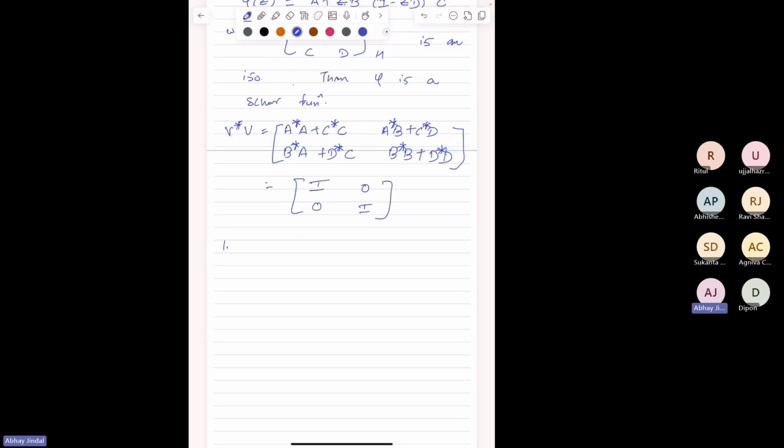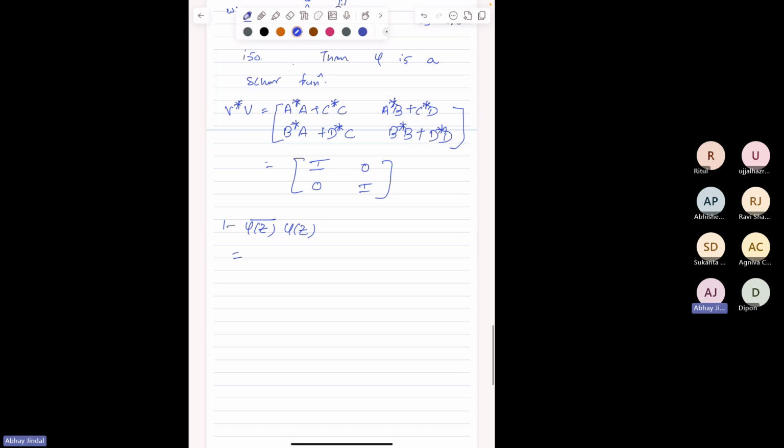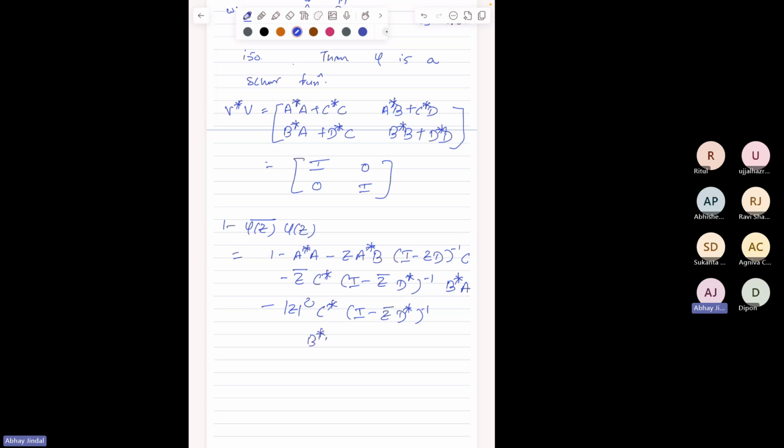Now we will use this. So, this is just a straightforward calculation. I'll do a step or two. 1 minus a star a, minus z a star v, I minus z d inverse c minus z bar, c star I minus z bar d star inverse b star a, minus mod z square c star I minus z bar d star inverse b star v I minus z d inverse c.